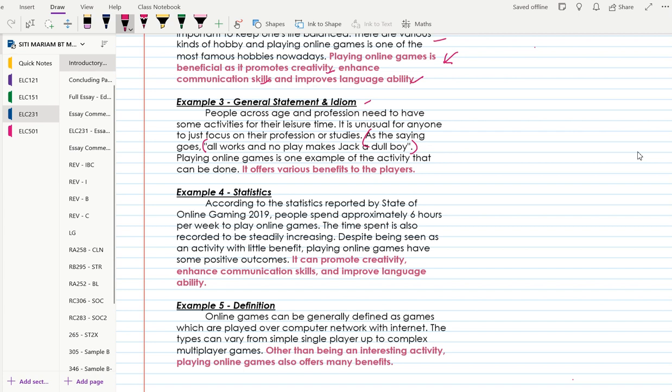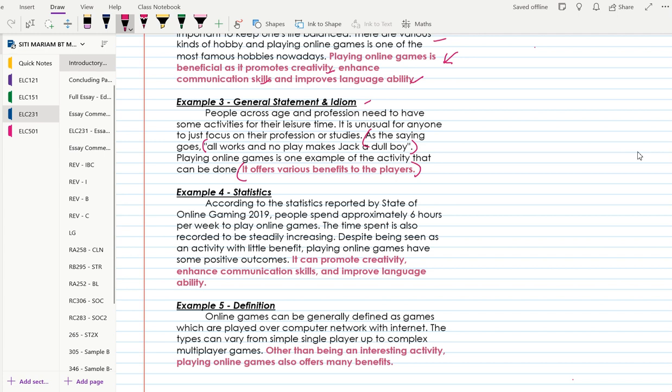Okay, but then again, we don't just dump the idiom there just like that and have the thesis statement. Of course, we can combine it with the general statement. Okay, and lastly, we have the general thesis statement. It offers various benefits to the players.